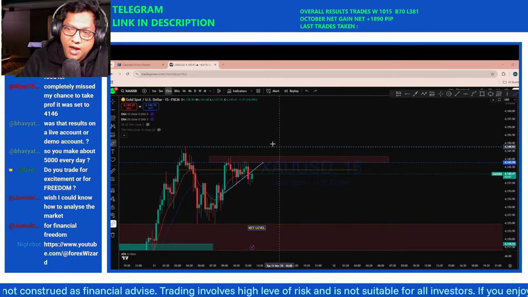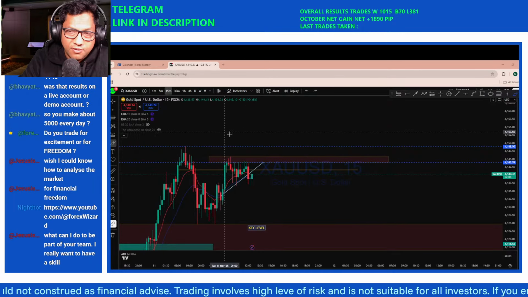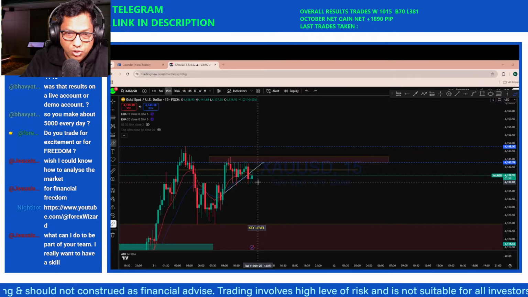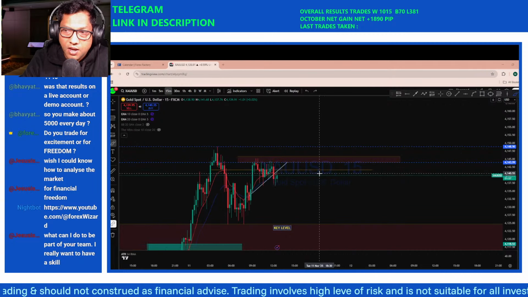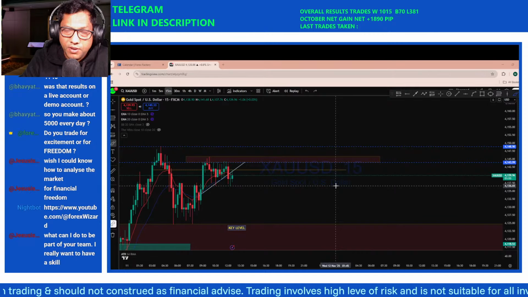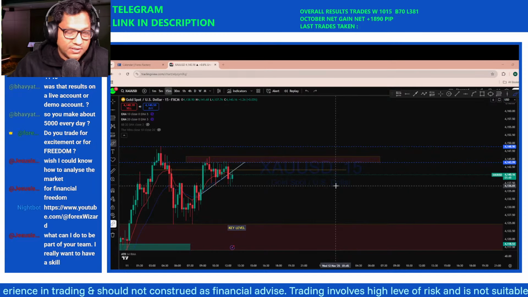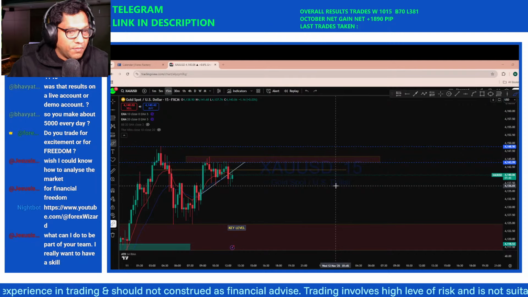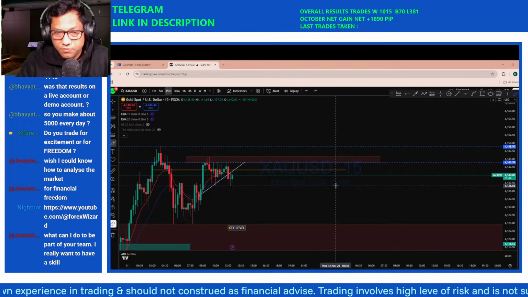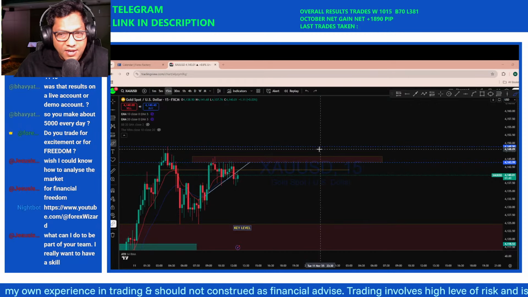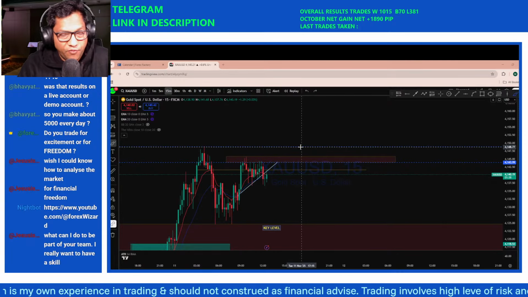Okay, so now as we are in that, we are looking at the market structure. What can I do to be part of your team? I really want to have a skill. To be part of the team, you can see the link below. But before you become a part of the team, it's important that you find a clear direction for your trading.